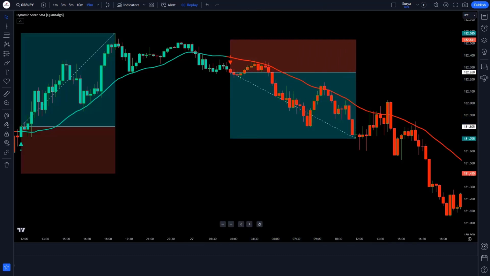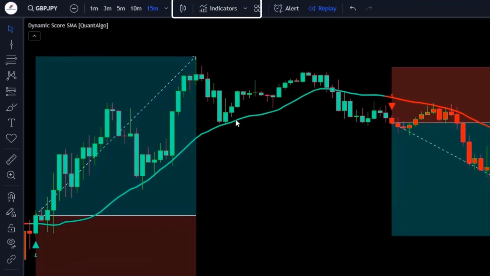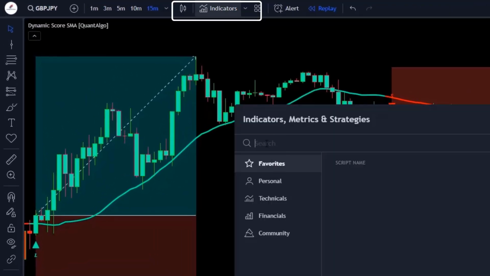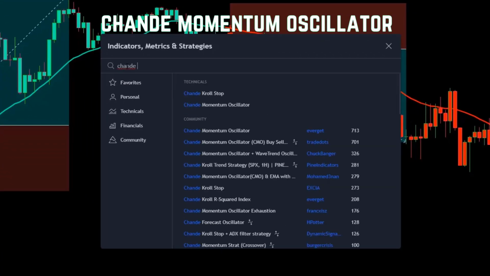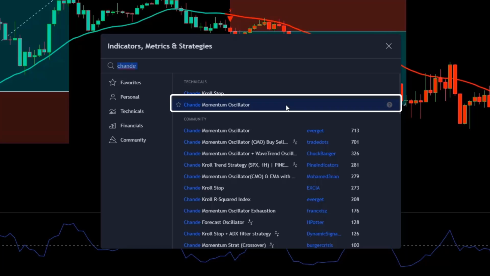Now let's add another indicator so that this strategy is more profitable. Let's click on the TradingView indicator. Find here Shan Momentum Oscillator. Add this indicator to the chart.